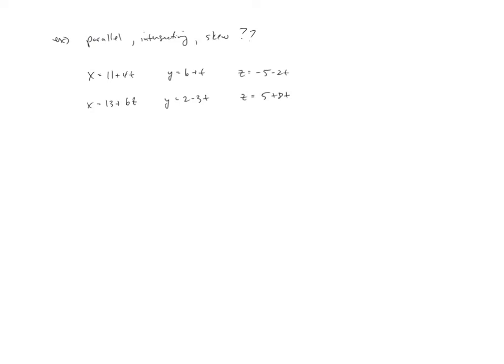All right, so in this example, we're going to take a look at 2 different lines and determine if they're parallel, intersecting, or skew. Skew means not parallel and they don't intersect. So skew is not parallel, but they still don't intersect.